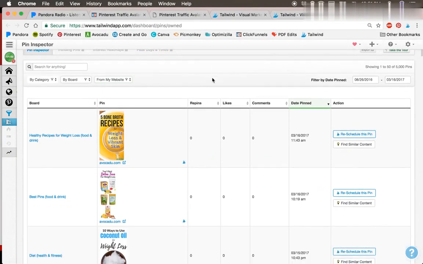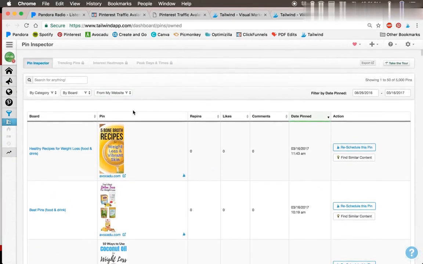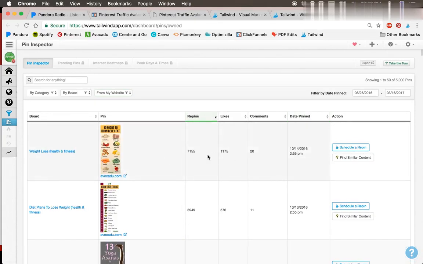So the main thing that I use the Pin Inspector for is to monitor how my repins have been for the last week or so, or even the last few days. What I do there is I hit this date pinned. It defaults to sorting by repins, and it will show you what pin has the highest amount of repins.